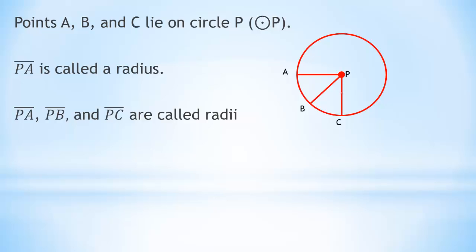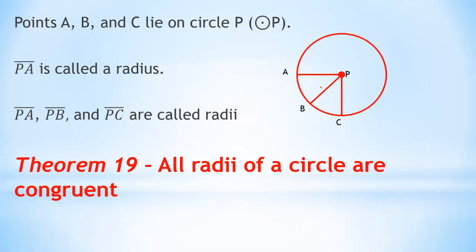All right, so let's say points A, B, and C lie on circle P. PA is called a radius. Also, PB and PC are each called a radius. Together, okay, the plural of radius is radii. Which brings us to theorem 19. All radii of a circle are congruent. So all radii of the same circle or congruent circles are congruent.